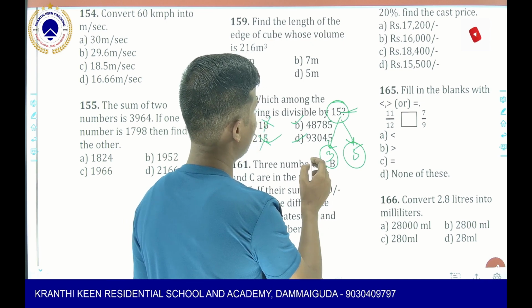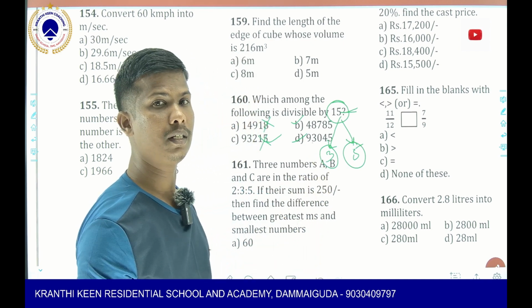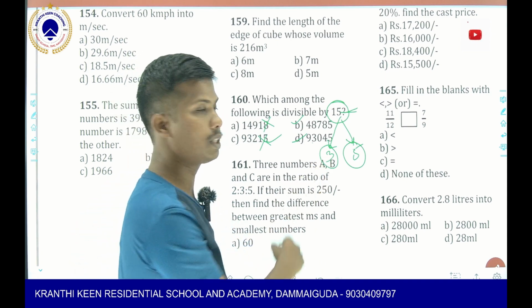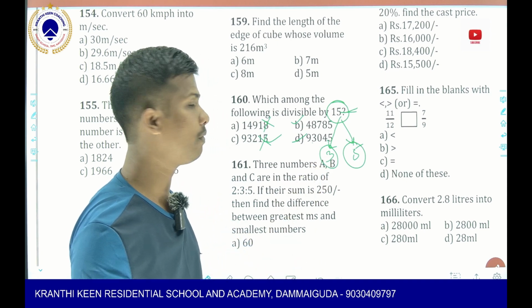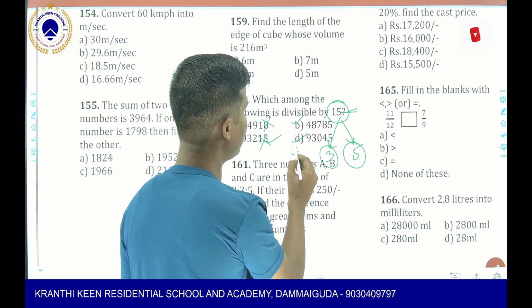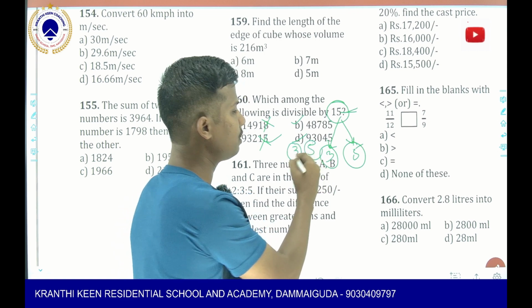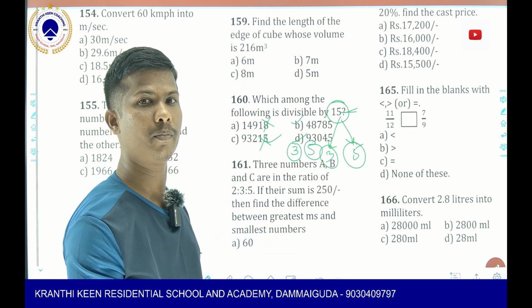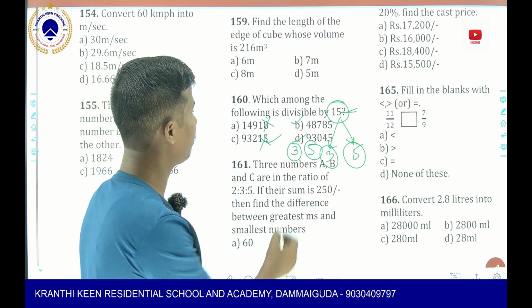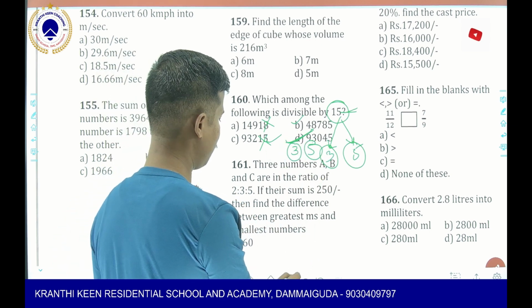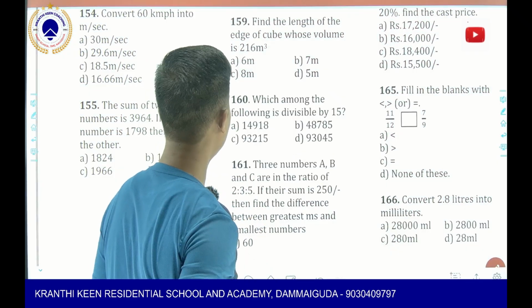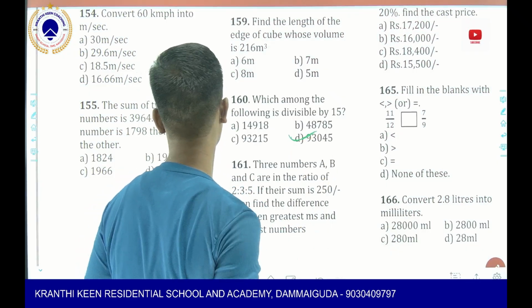Next, you see 9 plus 3, 12. 12 plus 4, 16. 16 plus 5, 21. 21 is divisible by 3. That means this number is divisible by 3 and also divisible by 5. This number is divisible by 3 and 5. Therefore, this number will be divisible by 15. Therefore, for question number 160, D is the correct answer. Okay.